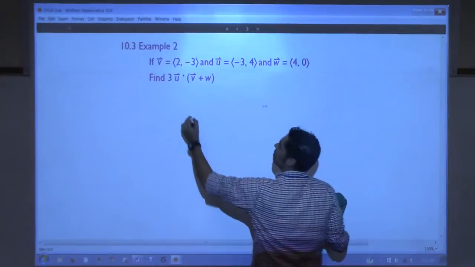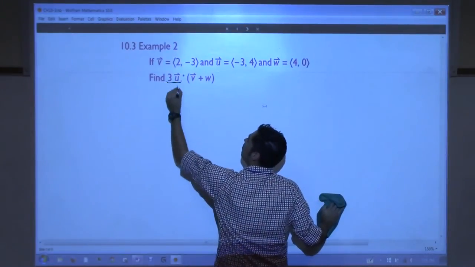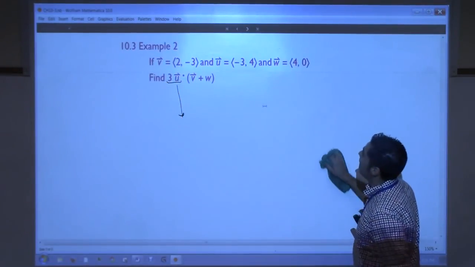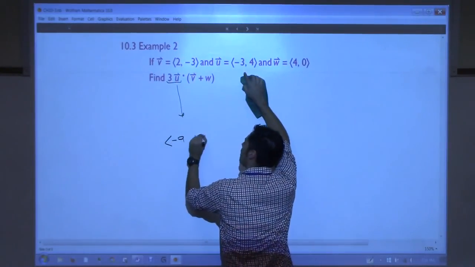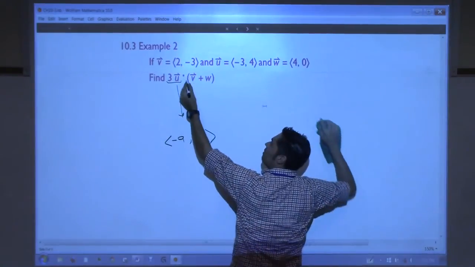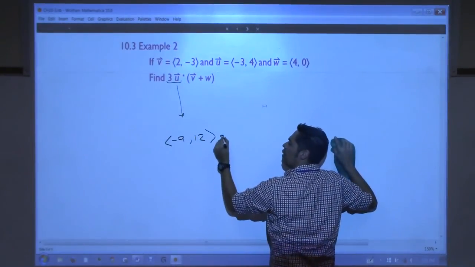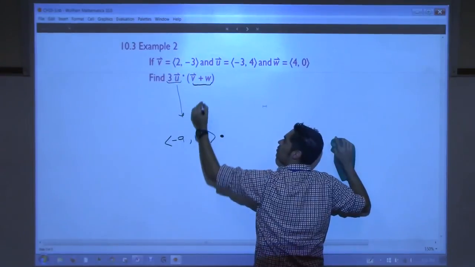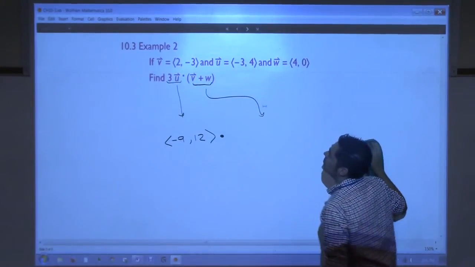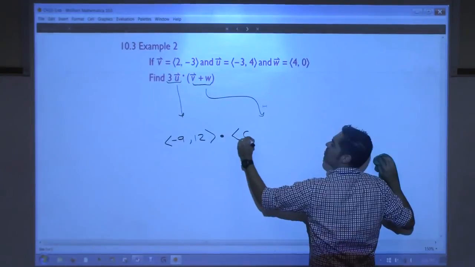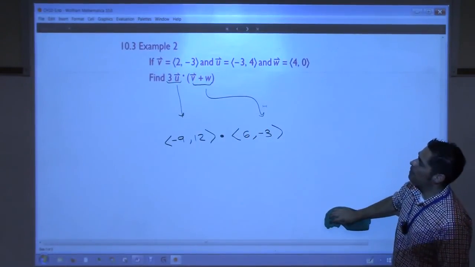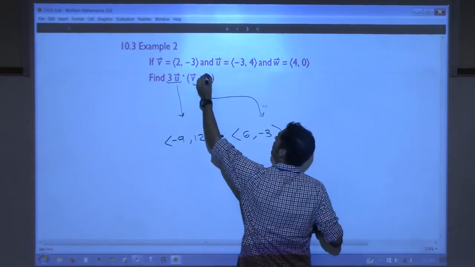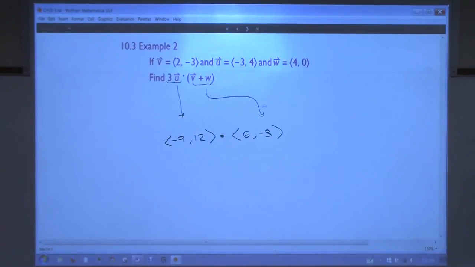All right. Can you tell me very quickly what 3u is? Okay, so it's -9, 12. Okay. And then I'm going to do what? Multiply, so dot product with v plus w. What's v plus w? 6, -3. Yes? So the w is meant to be a vector then, right? Yes, that's bad notation here. Hold on, let me correct it in my notes. Thank you for pointing that out.